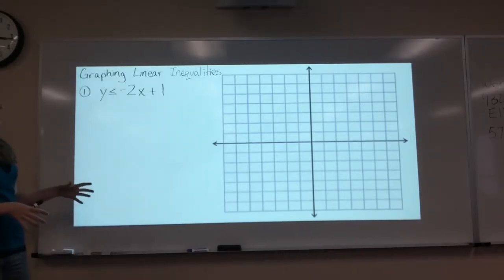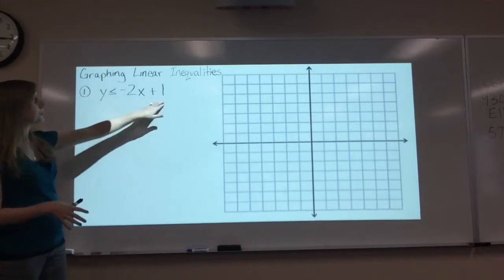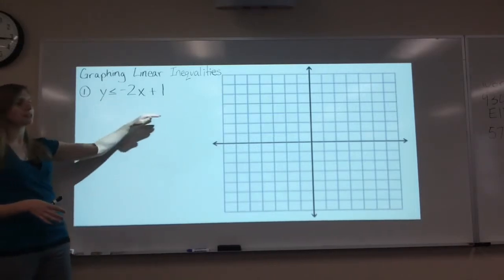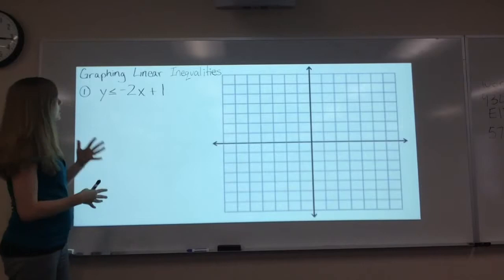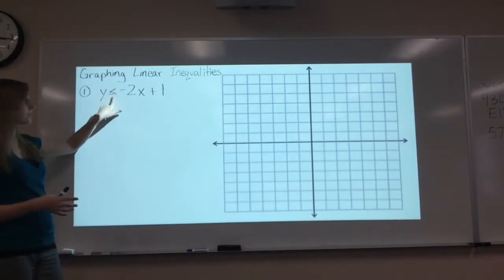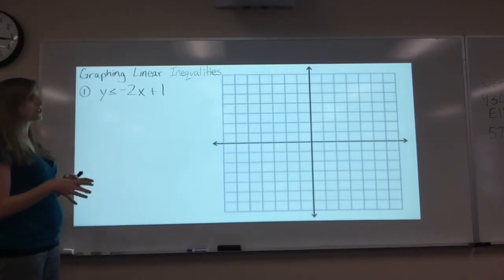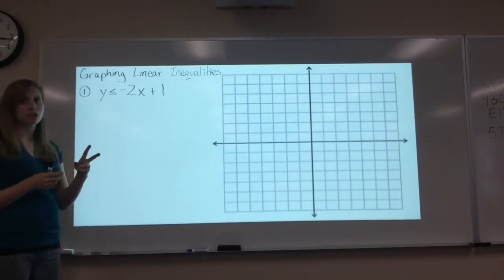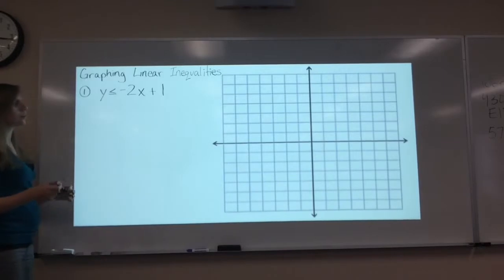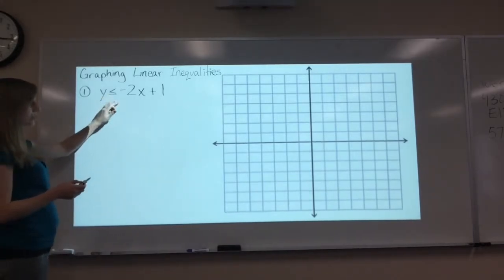Now, graphing linear inequalities. Our first problem, you will notice that this looks very similar to the equations that we graphed. The only difference is our inequality sign. We have a less than or equal to sign. Now, the graphing part is essentially the same. There are two major differences though, and we're going to go ahead and talk about those before we actually graph this.